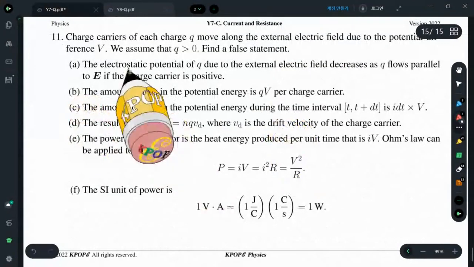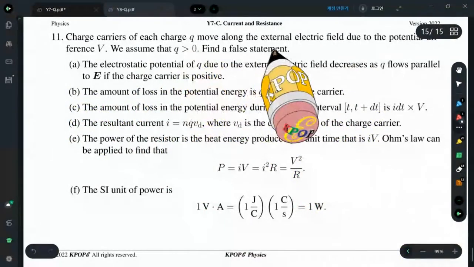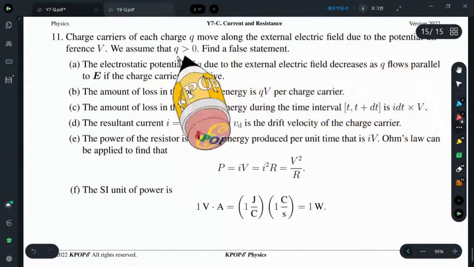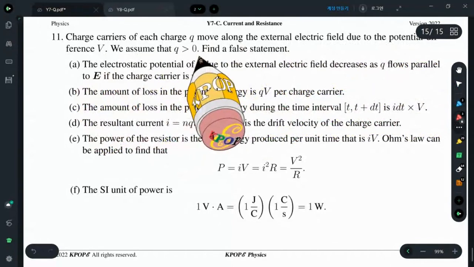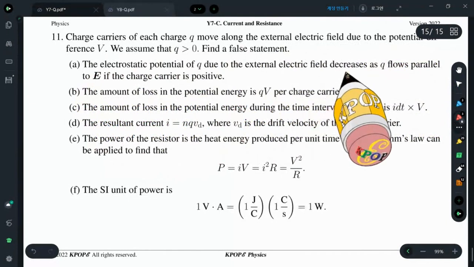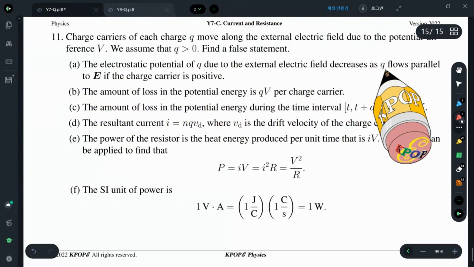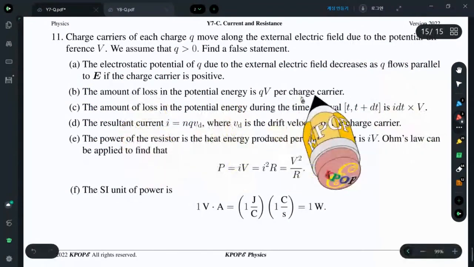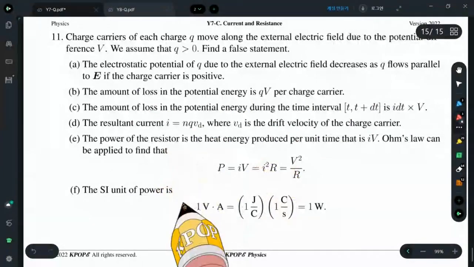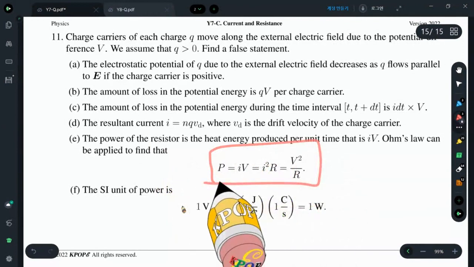All right, 11. Charge carriers of each charge Q can move along the external electric field due to the potential V. We assume that Q is positive. The electrostatic potential energy of Q due to the external electric field decreases as Q flows parallel to the electric field. I think I don't have to explain in detail. Everything is written here. This formula is also very, very important.